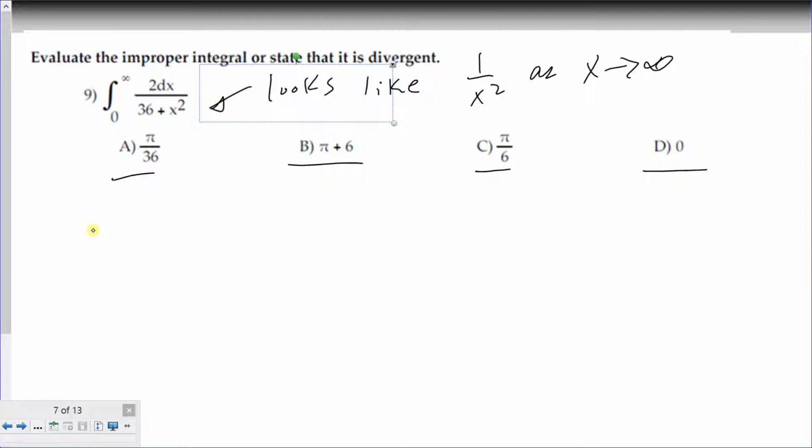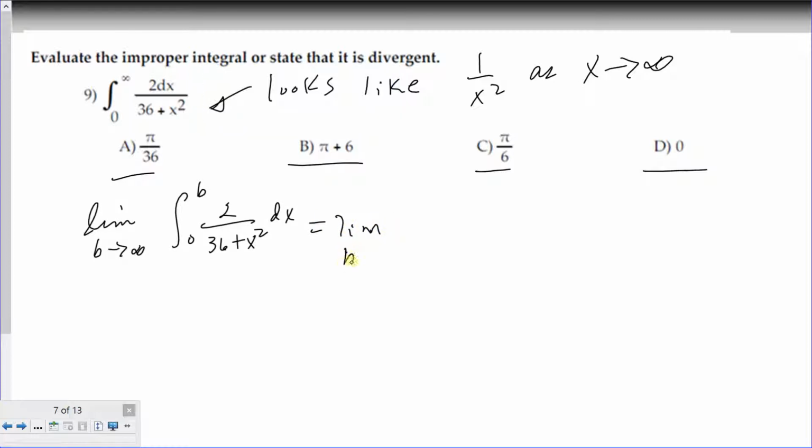So we want to take the limit as b approaches infinity of the integral from 0 to b of 2 over 36 plus x squared dx, and this is equal to the limit as b approaches infinity of 2 times the antiderivative of 1 over 36 plus x squared, which happens to be 1/6 inverse tangent of x over 6, going from 0 to b.